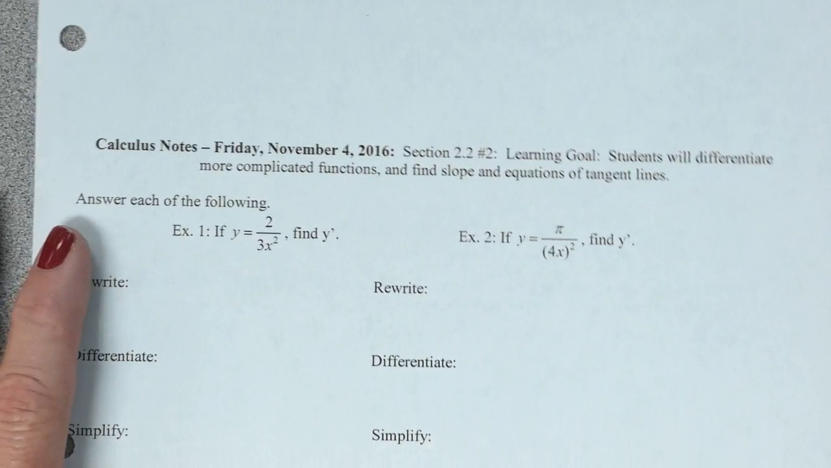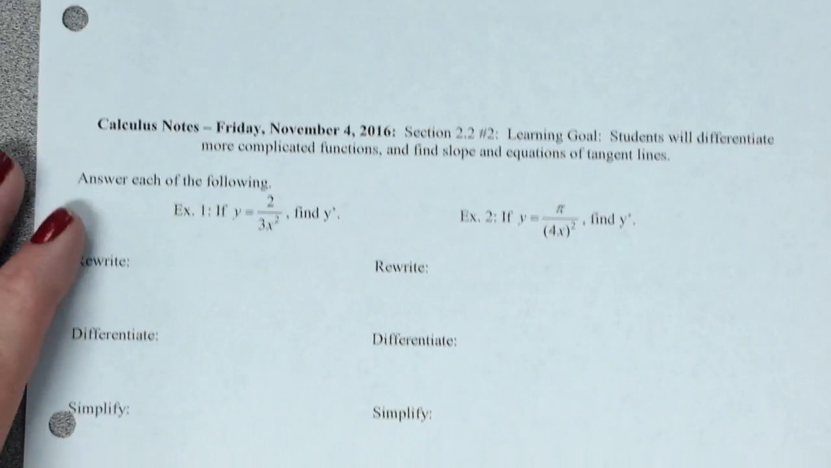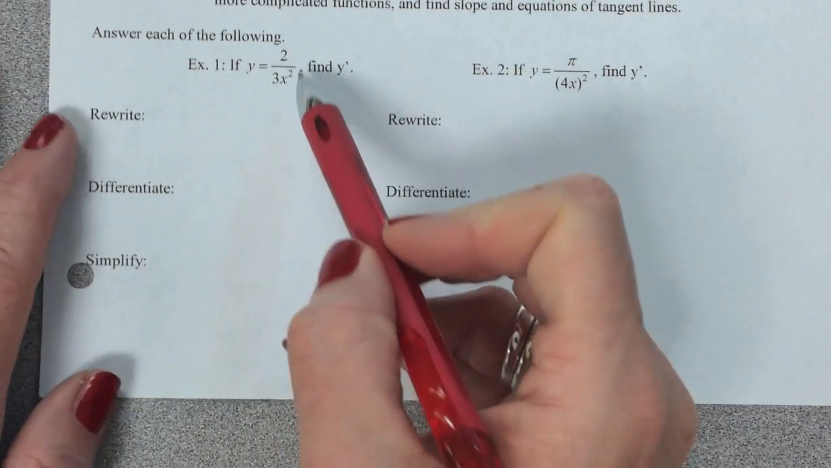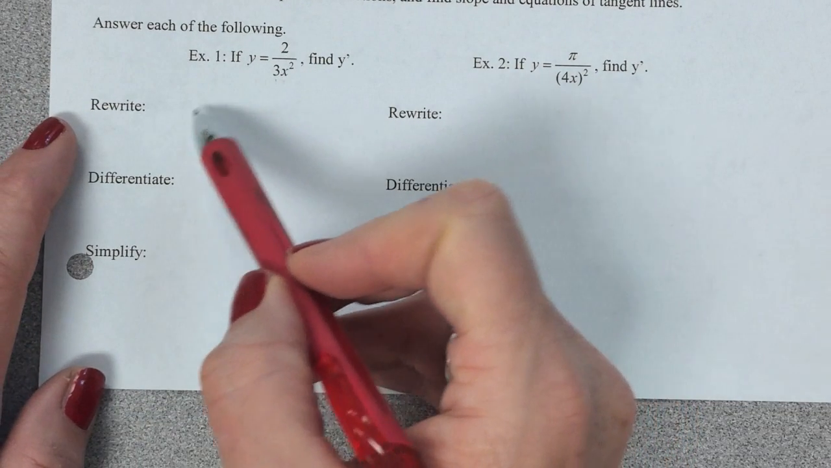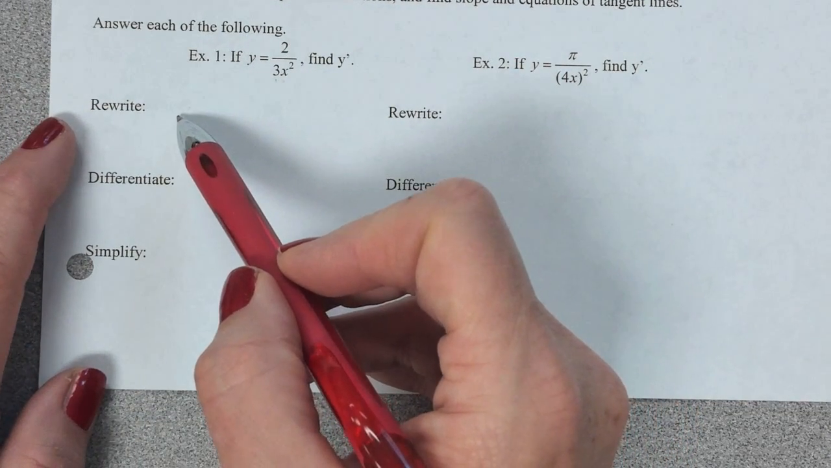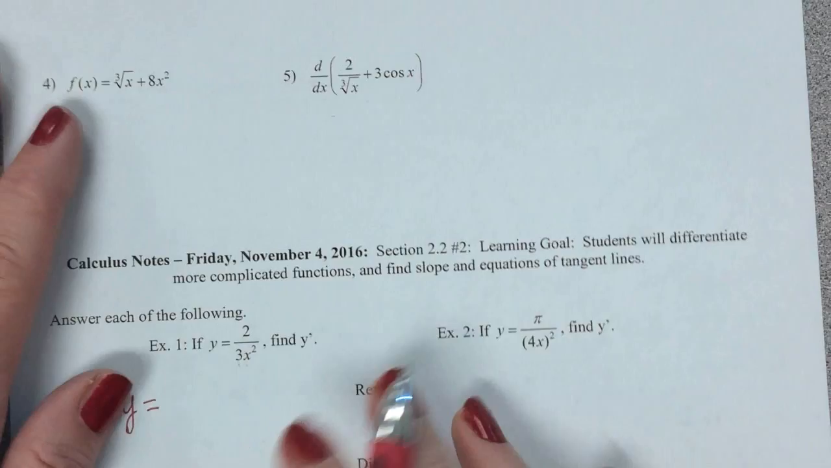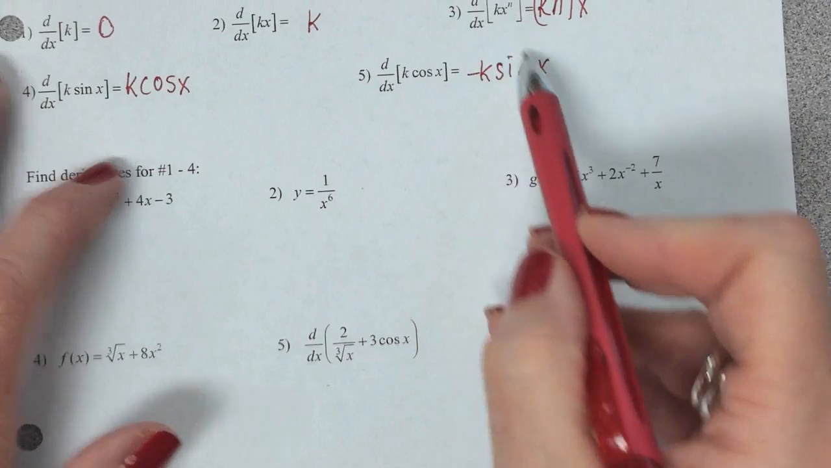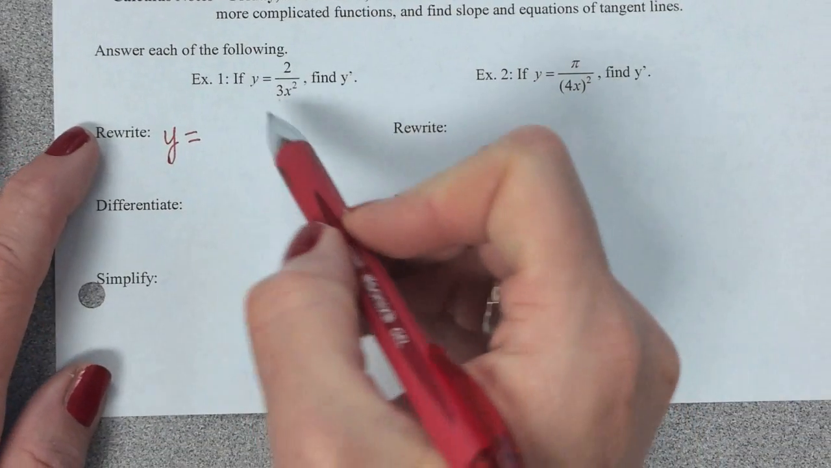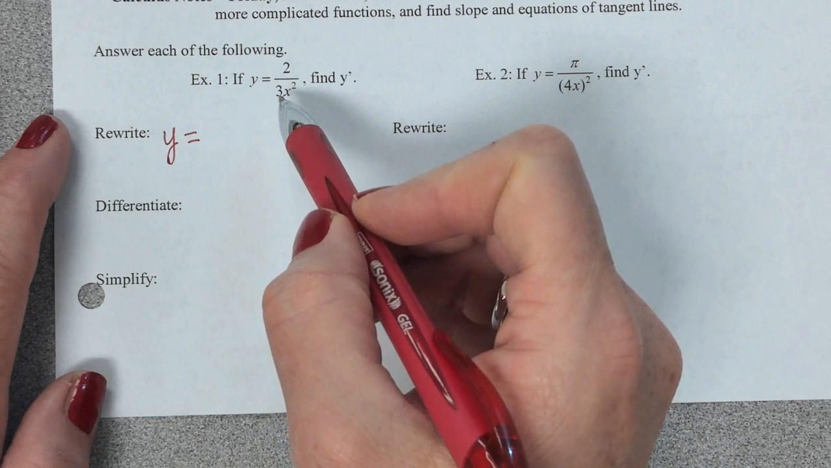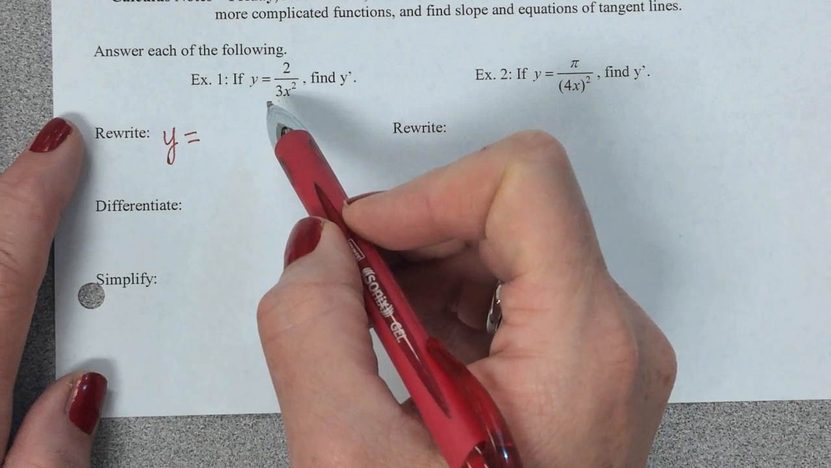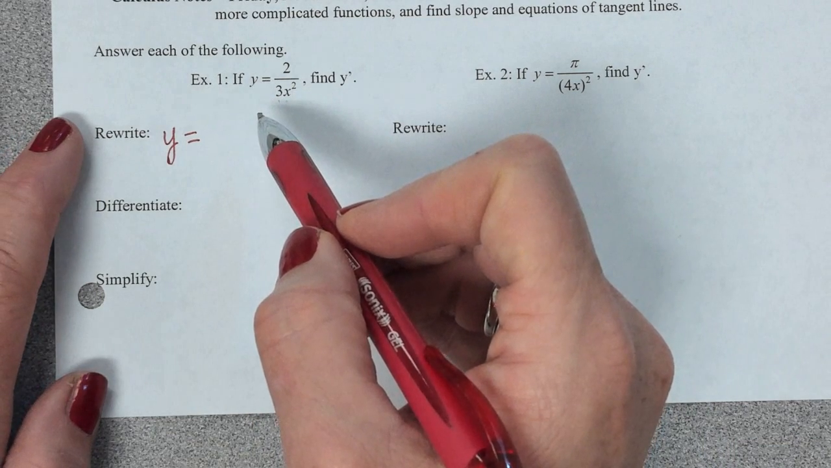So now let's come down here to Friday's notes. It says if y equals 2 over 3x squared, we're going to go through these steps. First, we're going to do a rewrite. In order to be able to take a derivative, we have to have it in this kx to the n form. If you notice down here, this is not in kx to the n form. Can someone tell me how to rewrite it?